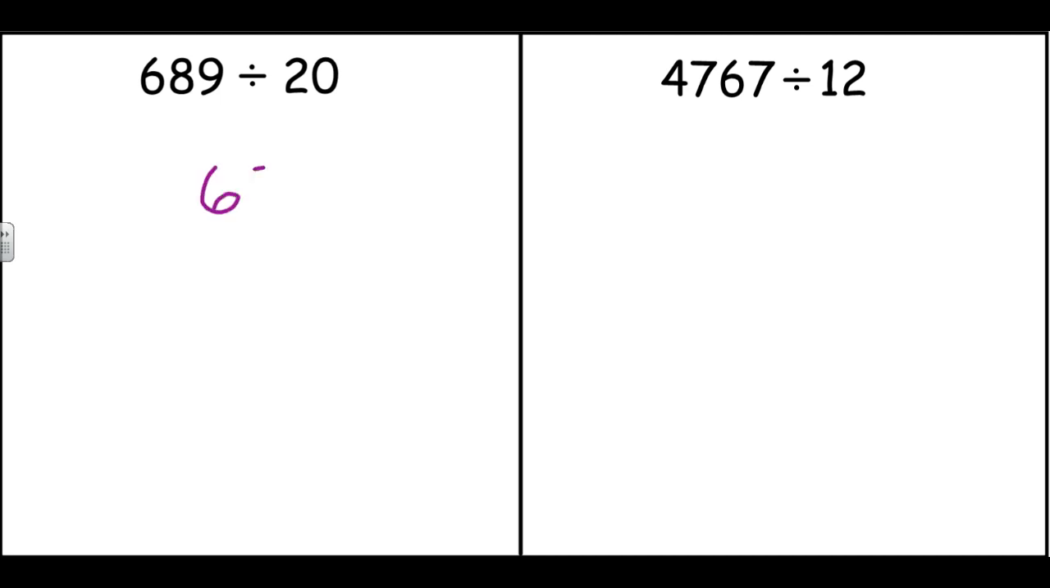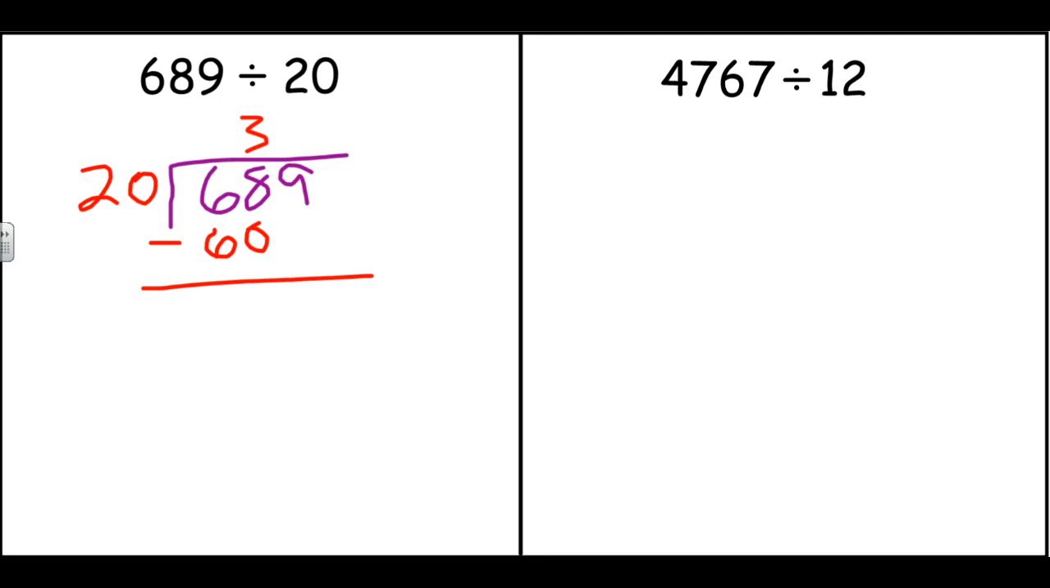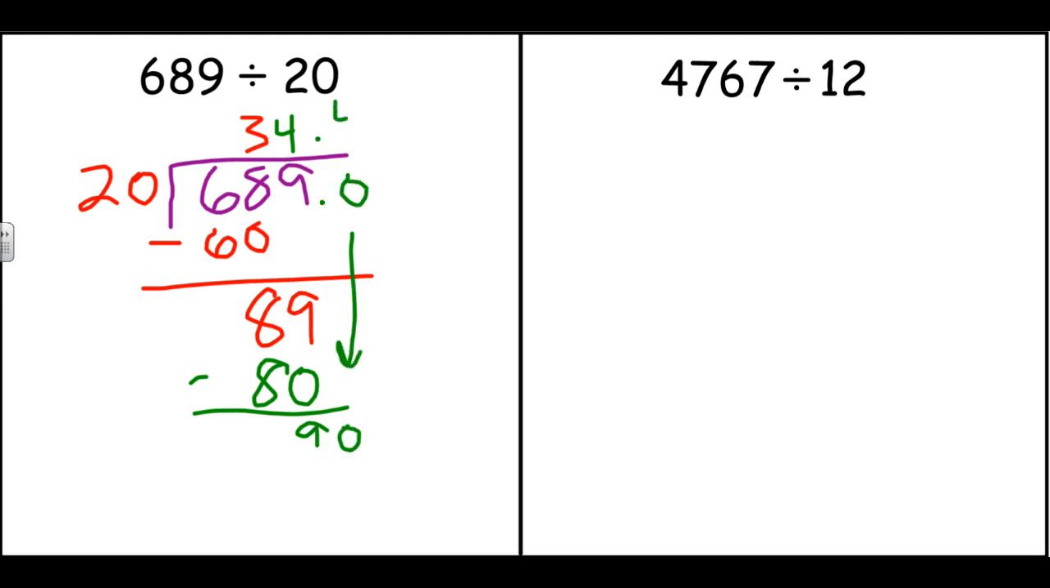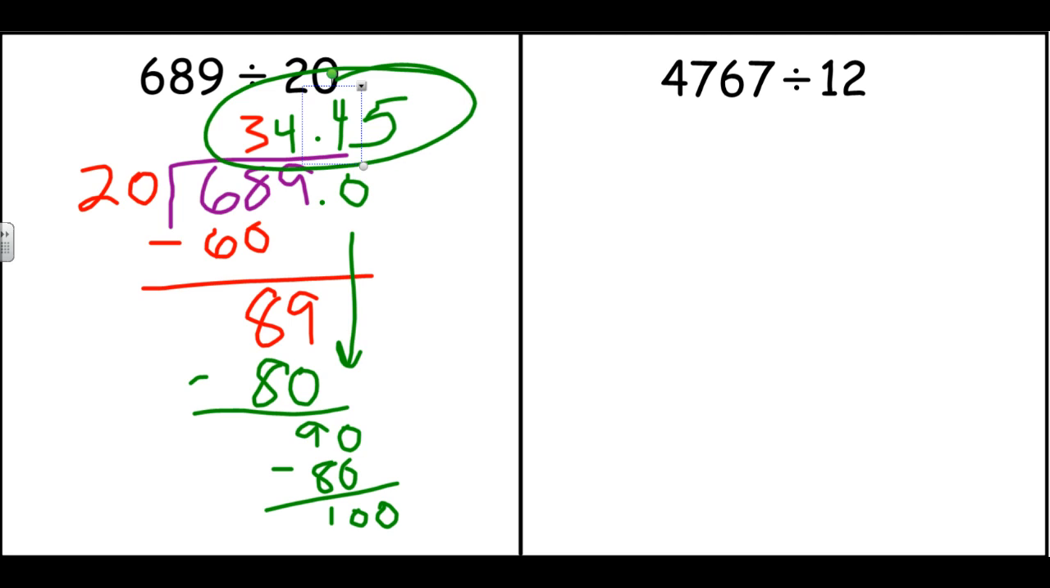So 689 divided by 20. We're going to go through these fairly quickly. 20 goes into 60 3 times, because 20 times 3 is 60. So it becomes an 8 and a 9. It goes into 89 4 times, because 4 times 20 is 80. Comes a 9. Add the decimal point, drop the 0. It goes into 90 again 4 times, because 20 times 4 is 80. And now we have 100 left, and 20 goes into 100 5 times. So our quotient is 34.45.